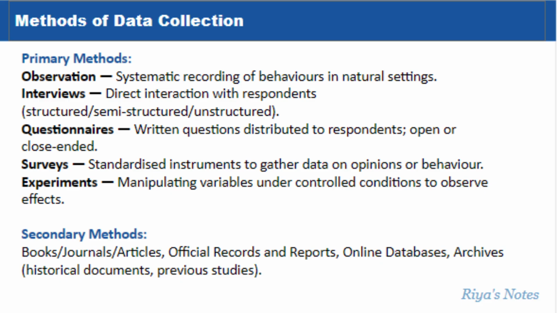structured, semi-structured, or unstructured. Questionnaires, written questions distributed to respondents, open or close-ended. Surveys, standardized instruments to gather data on opinions or behavior. Experiments, manipulating variables under controlled conditions to observe effects. Secondary methods. Books, journals, articles, official records and reports, online databases, archives, historical documents, previous studies.